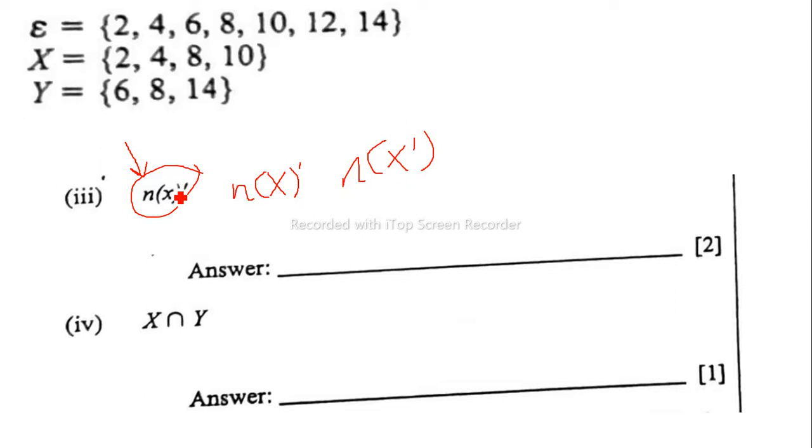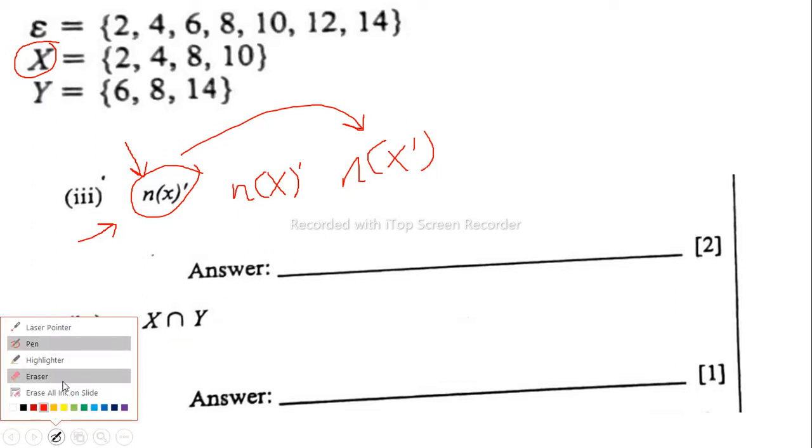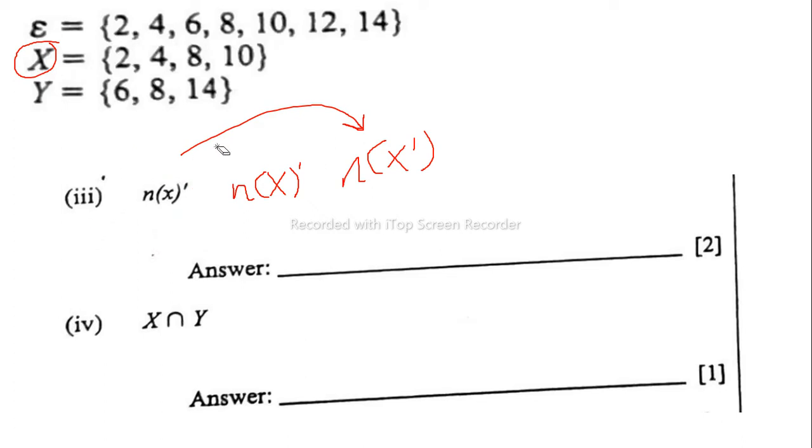That's the numbers in set X complement. Yeah, that's what I believe it is, but they wrote it wrong. It's supposed to be written like this: capital X, with the prime on the inside, not on the outside. So I believe this is a typo. I'm going to consider it as the number of elements in X complement.